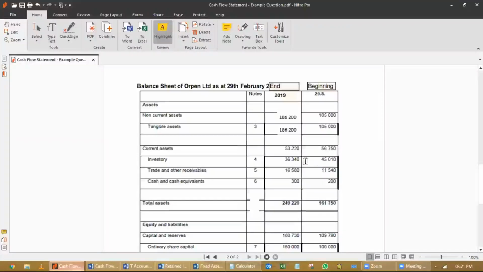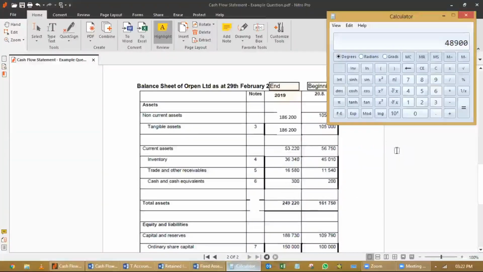All right. So let's just work this out before we do the calculation. If there was a decrease in my inventory, it means that I sold more. So will that be an inflow or an outflow of cash? Yes, correct. That will be an inflow. All right. So let's work out what that change was.